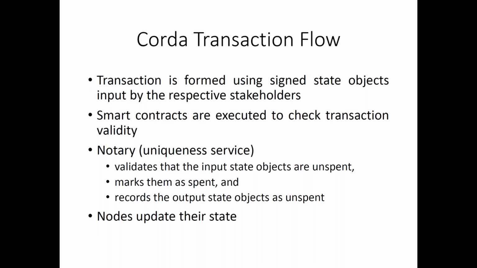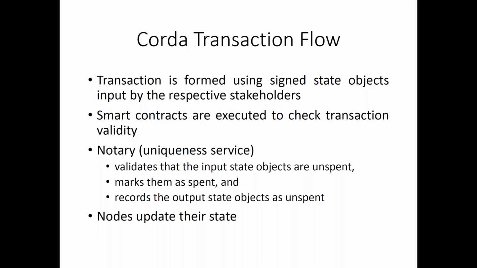Notary in Corda can be thought of as similar to the role of ordering service in the Hyperledger Fabric system. A notary is also referred to as uniqueness service. The notary validates that the input state objects are unspent, and it checks the signatures on the input state objects and makes sure that the signatures tally. Then it marks these input states as spent, which means their owners can no longer spend these inputs, and it also records the output state objects as newly created UTXOs, unspent transaction outputs.